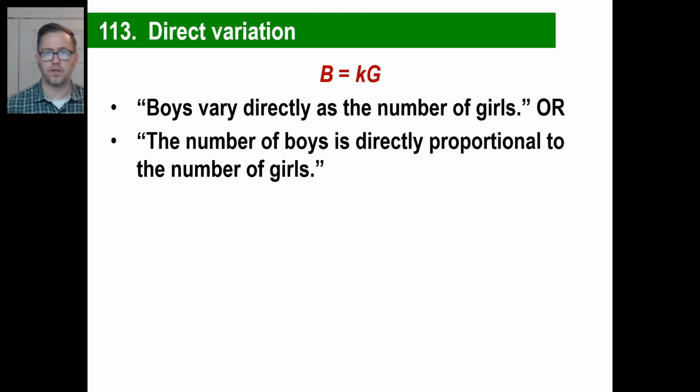All right, this you need to write down because this is the way we are going to write direct variation. This equation means boys vary directly as the number of girls, or the number of boys is directly proportional to the number of girls. And if it varies directly, you're going to make up that equation, and there's going to be a k next to the g. Whatever you're using is going to be multiplied by a constant called k, which we'll figure out what that is.